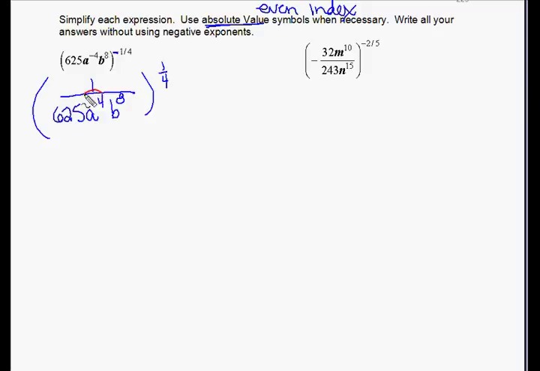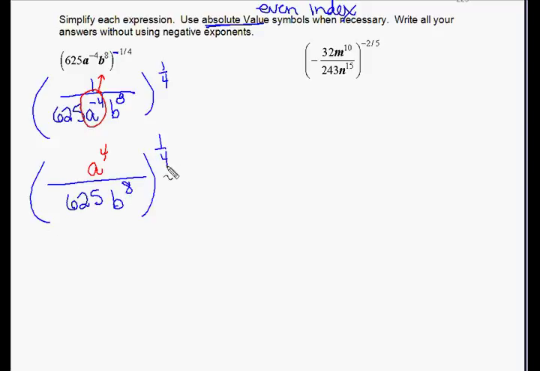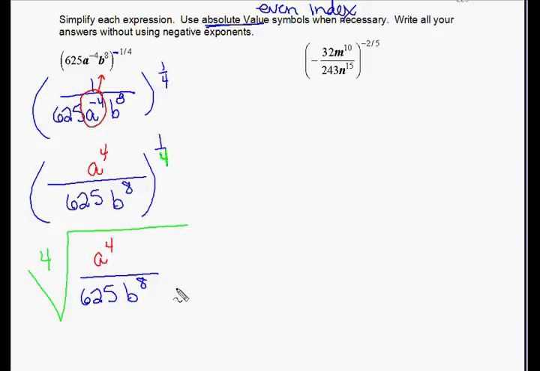Let's continue to take care of these negative exponents. A to the negative 4 will also need to be written as a reciprocal, so it'll now be in the numerator. 625 is still in the denominator, as is b to the 8th, all raised to the 1/4 power. So now let's take care of this denominator, as our exponent is 1/4. That 4 becomes the index of the radical. So 4 is our index, a to the 4th is still in the numerator, 625 b to the 8th is still in the denominator.